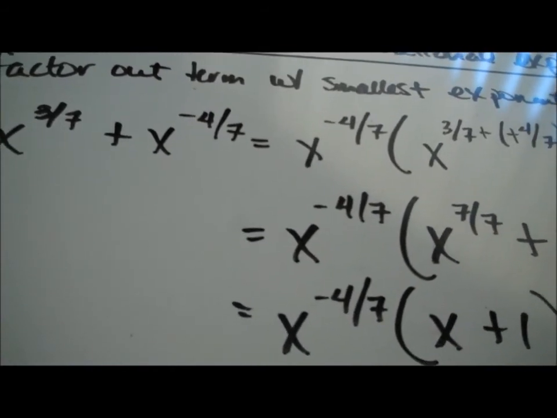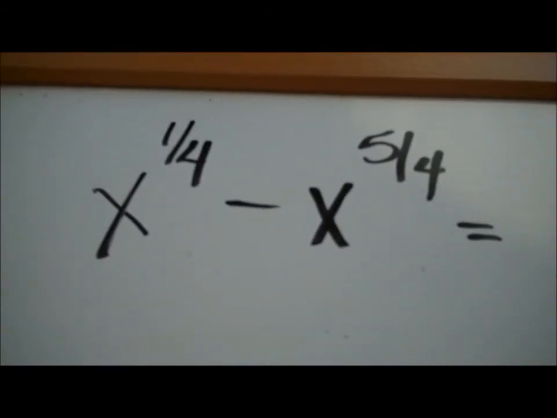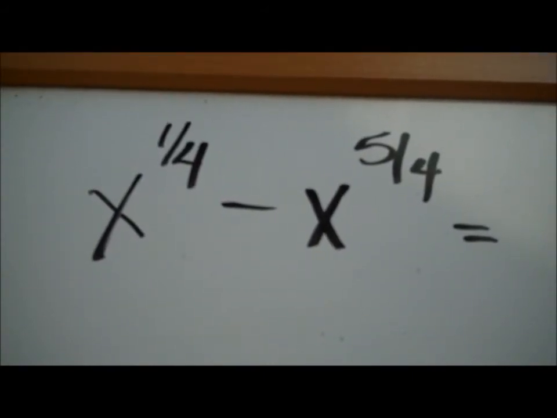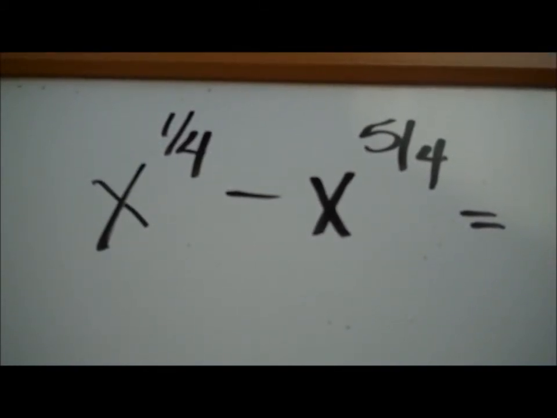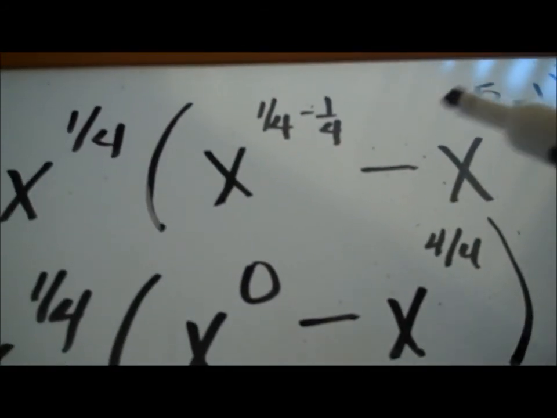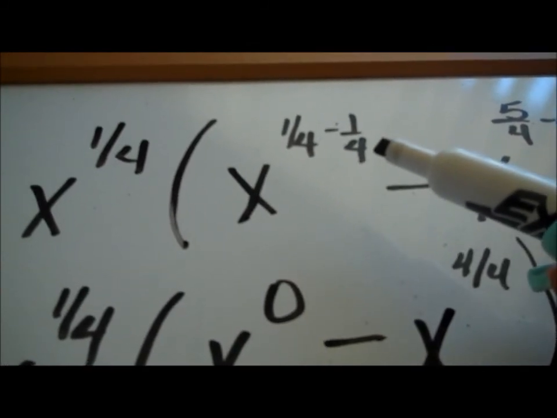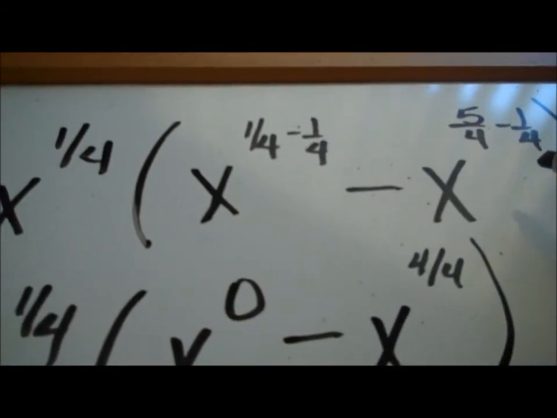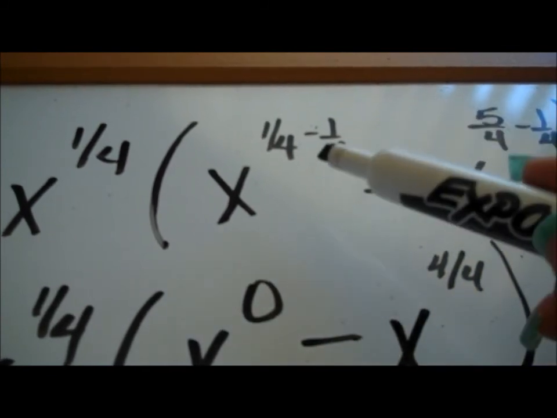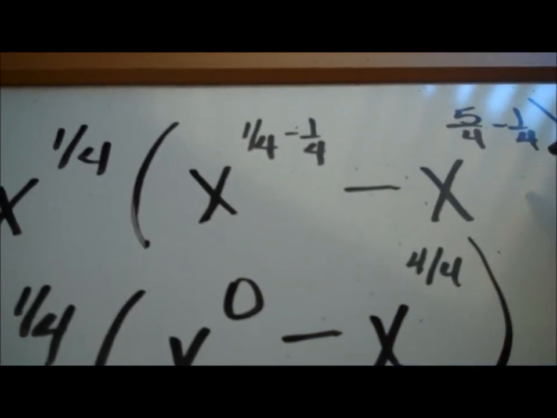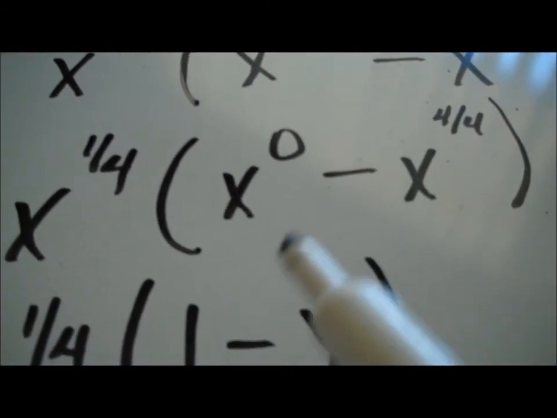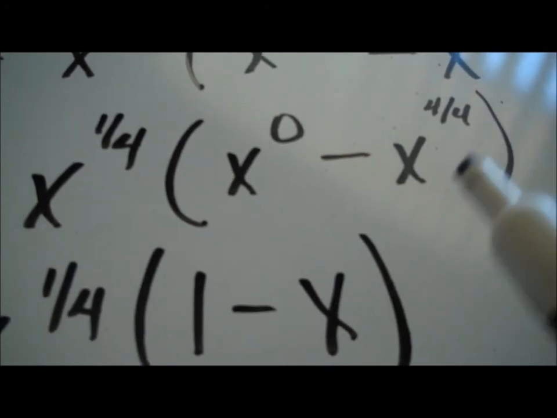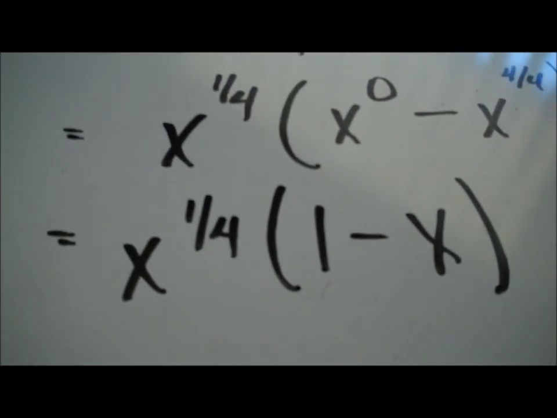We'll do another one. Okay, here's another one: x to the 1/4 minus x to the 5/4. We see that the 1/4 is going to be smaller than the 5/4, so that's what we're going to factor out. When we factor that out, remember that we have to subtract that from our exponents. So I'm subtracting 1/4 from 1/4, and I'm subtracting 1/4 from 5/4. So 1/4 from 1/4 is 0, and 1/4 from 5/4 is 4/4. These need to be simplified. Anything to the 0 power is 1, and 4/4 is just 1. So therefore that is our final answer.